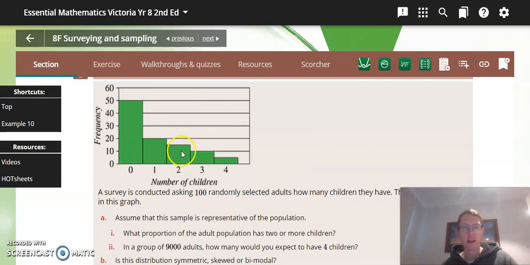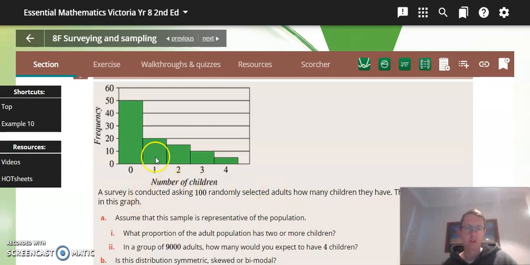A survey is conducted asking 100 randomly selected adults how many children they have. So it's really good that they've said randomly selected. That means it's not biased. They've actually gone in and randomly done that. Normally, if we do it randomly, it won't be biased, and if you do a big enough sample size, everybody will be included in there, including range and demographics.